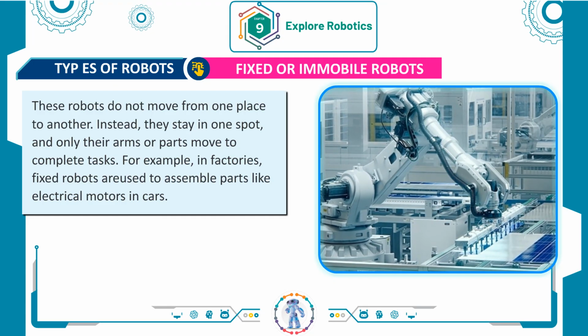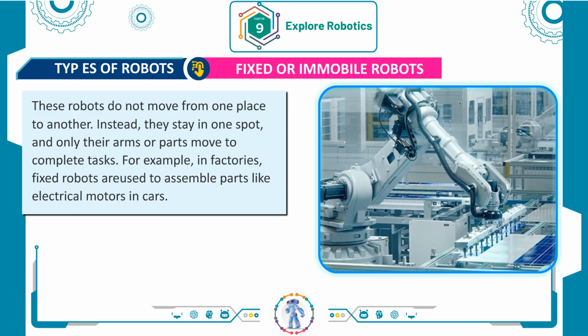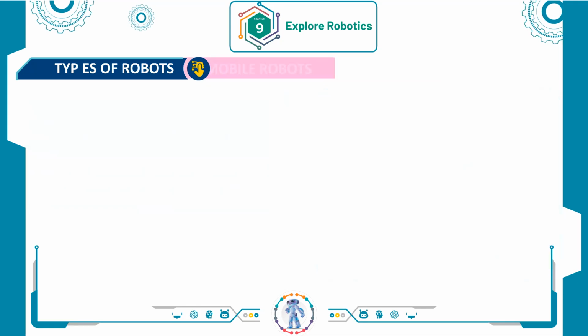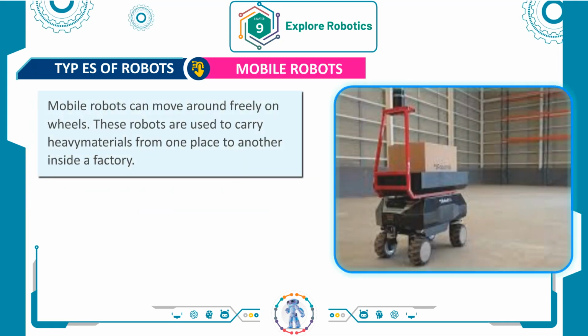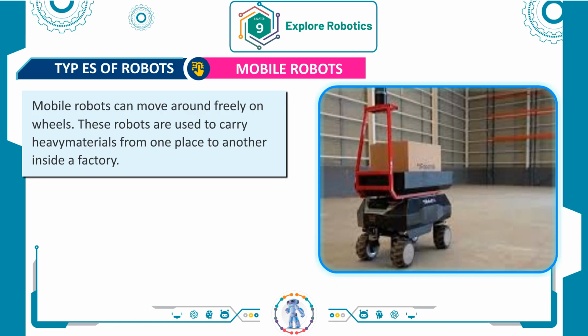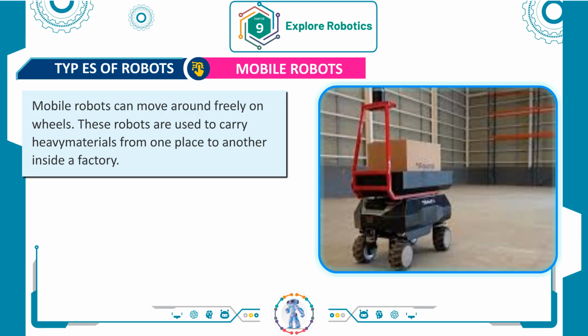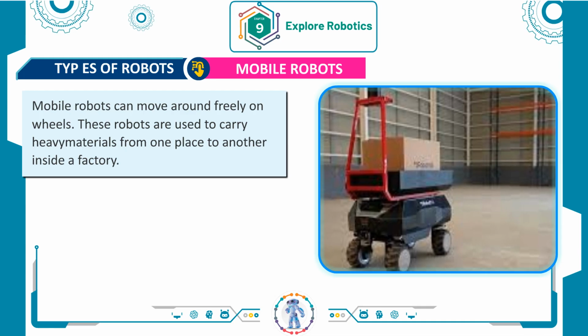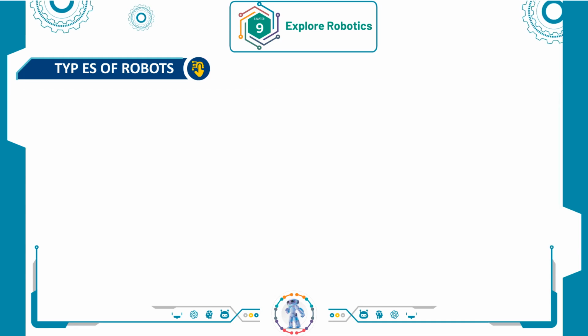For example, in factories, fixed robots are used to assemble parts like electrical motors in cars. Mobile robots. Mobile robots can move around freely on wheels. These robots are used to carry heavy materials from one place to another inside a factory.